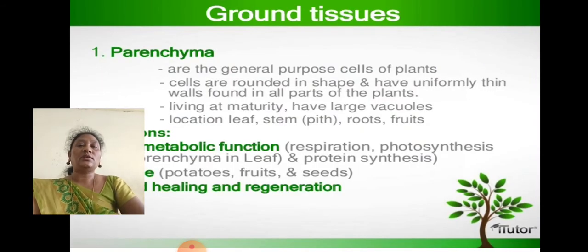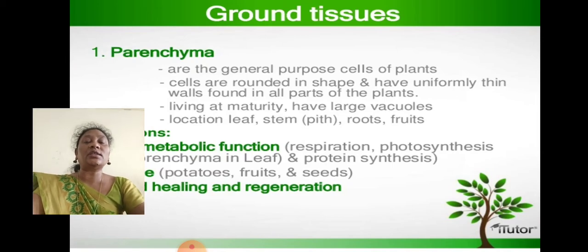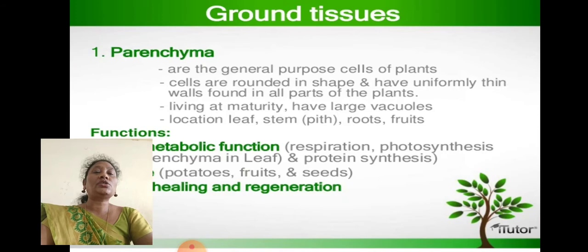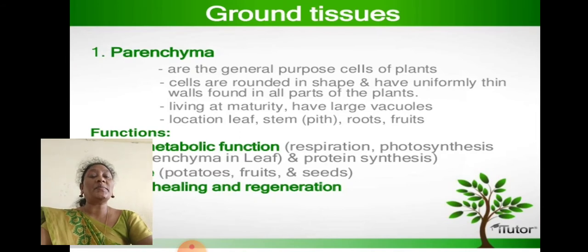Coming to the ground tissues in the plants. First one is parenchyma. These are the general purpose cells of the plant. Cells are rounded in shape and have uniformly thin walls, found in all parts of the plants. Living at maturity, they have large vacuoles. Locations: they are present in the leaf, stem, pith, roots and fruits. Stem pith means the middle part of the stem.